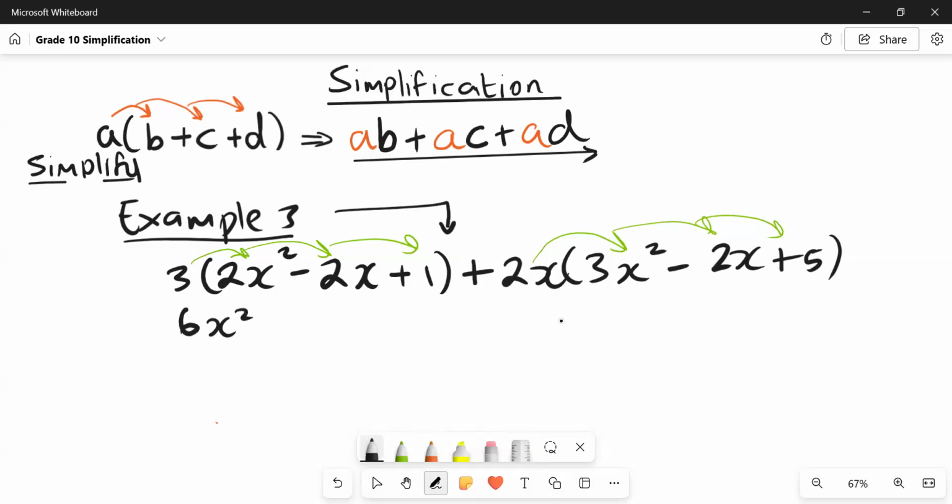And then 3 times negative 2, that's minus 6. And then there's x, don't forget your x there. And then 3 times 1, that's positive 3. We're done.